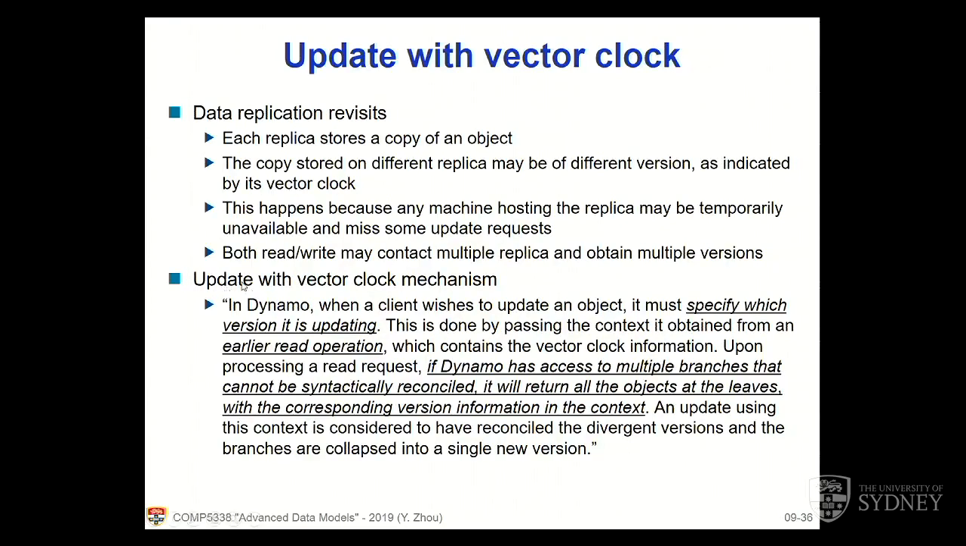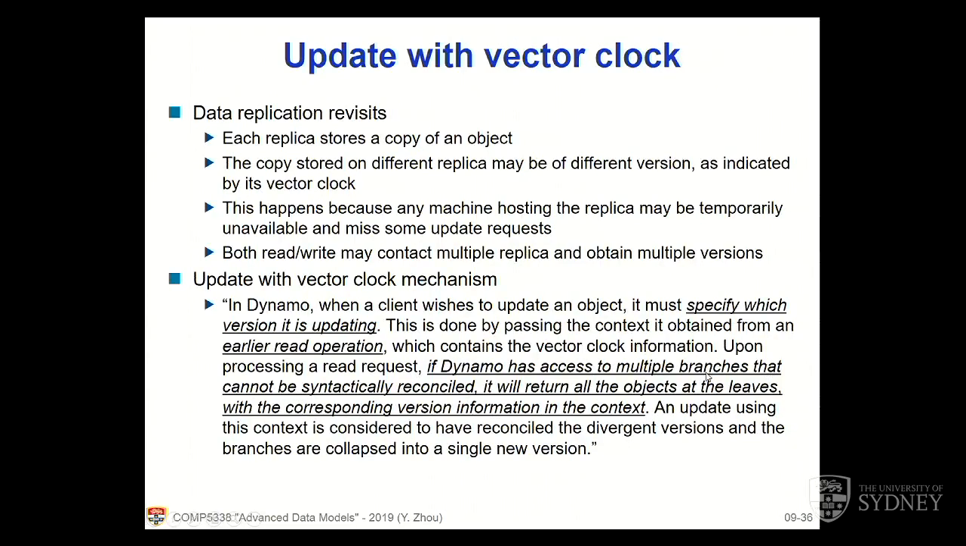So how do we do an update? When a client needs to update an object, it always needs to indicate which version it is going to update. How does the client know the version? By doing a read. It could be a previous read, or if it hasn't done any read, it needs to read first and then do the write. So the context is the version I'm going to update. It should be obtained from an earlier read, and it contains the vector clock information.